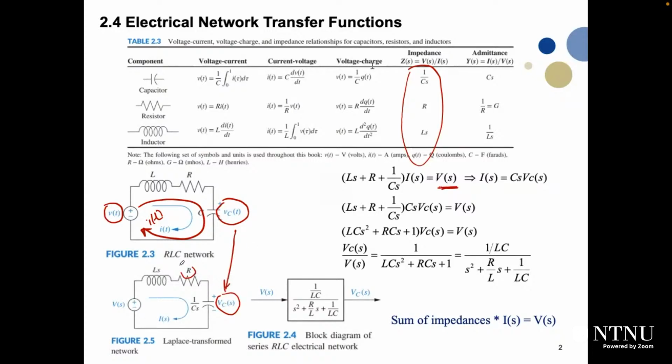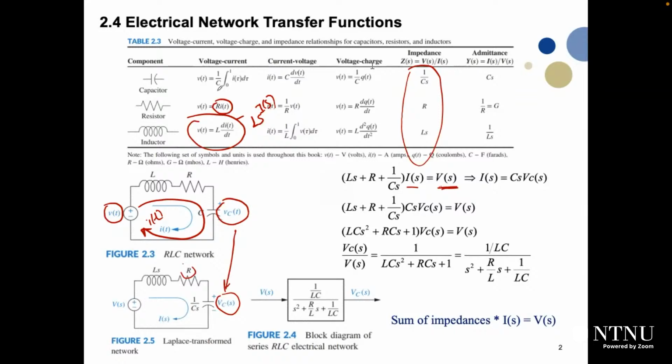Voltage drop across L will be Ls multiplied by I of S. If you want to see it, it is in the table. The voltage drop across L is this one. Do you see this relationship? In fact, this means Ls I of S. In the S domain, it will be Ls, which is the impedance, multiplied by the current, which is I of S. The voltage drop across the resistance is R multiplied by I, and in the S domain, it will be R multiplied by I of S.